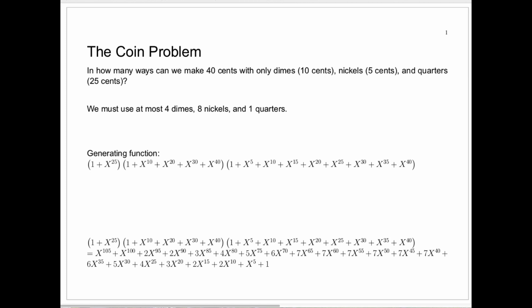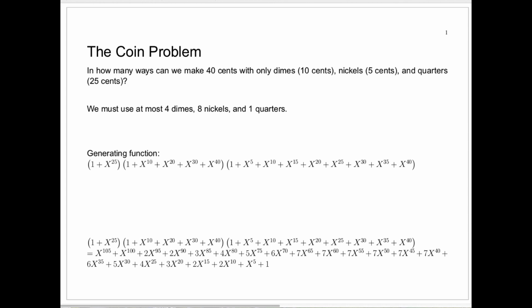In today's talk, we're going to extend the technique of simple generating functions to a few new problems. We'll start with the coin problem. In how many ways can we make 40 cents using only dimes, nickels, and quarters, 10 cent, 5 cent, or 25 cent pieces? Well, if we're only going to use dimes, nickels, and quarters, we can first see that we can't use more than 4 dimes or 8 nickels. And we certainly can't even use 2 quarters, so we can use at most 1 quarter.